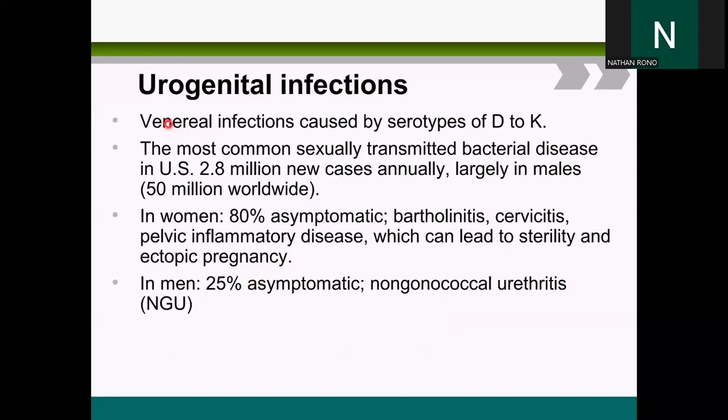Then now for the other serotypes, D to K, urogenital infections. Most common sexually transmitted bacterial disease in the US, 2.8 million new cases annually, largely in males. Females, 80% are asymptomatic, but it can also cause urethritis, cervicitis, PID. Remember PID? The most common causes of PID are Chlamydia and Neisseria. Okay.